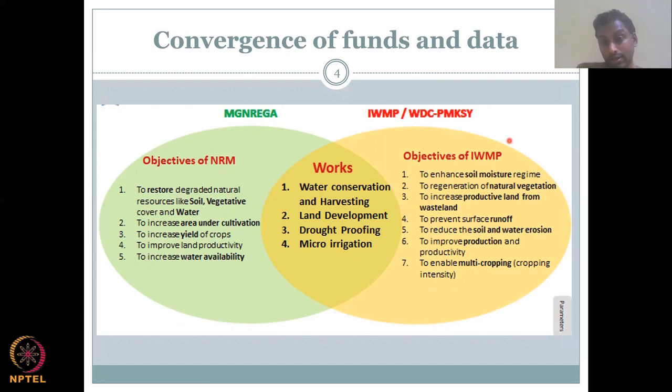So why is that happening? Again, as I'm saying, the mandate for these agencies, MNREGA on the left and IWMP on the right, is to manage the water, not monitor the water. It is to create better land resources for agriculture, not to monitor the agricultural activity on the field. So it is important to understand how you could put monitoring in this funding network.